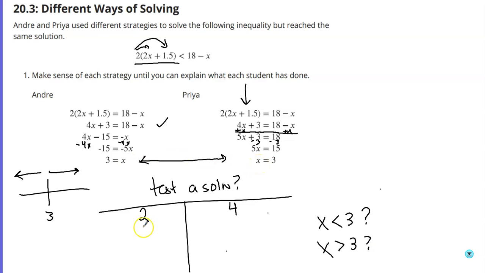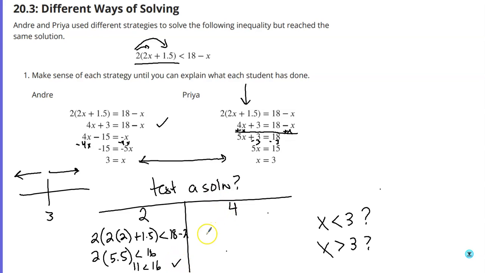Okay, so if I plug in 2 to my original equation, I'm going to see if it makes it true. So I would have 2 times 2. Instead of an x, I'm going to plug in 2 plus 1.5. And I'm going to see if that's less than 18 minus, again, instead of x, we're plugging in 2. So I'm going to see if 2 works. So this ends up being 2 times 4 plus 1.5. This is 5.5 in here. And that makes this 11. And then this side is 16. So is 11 less than 16? Yes. So far, this looks like this one is going to be the one that works.